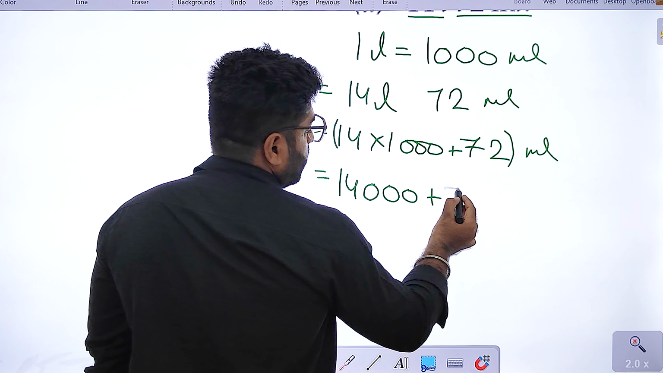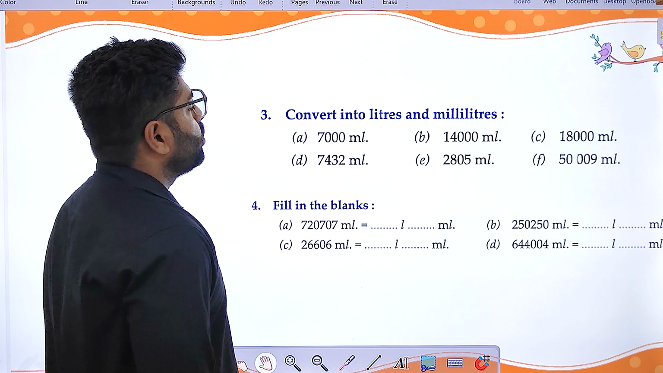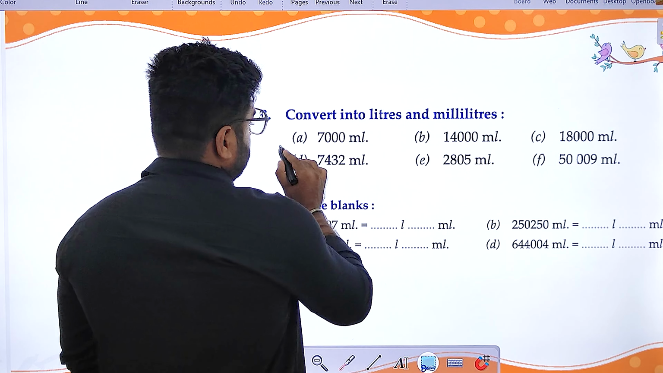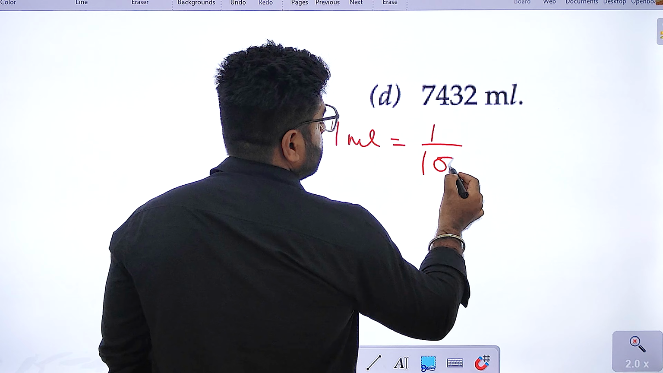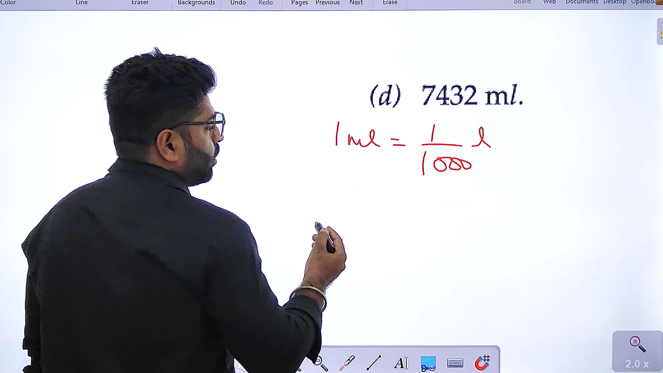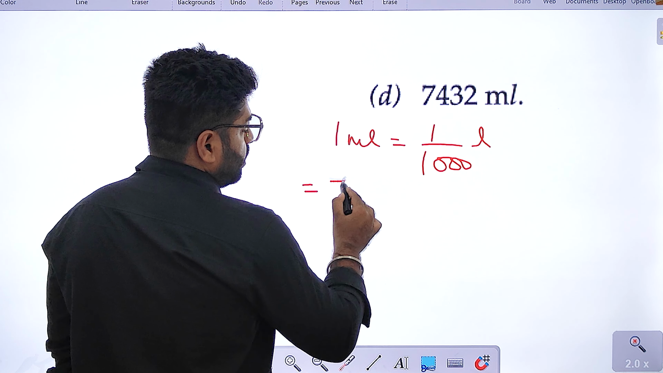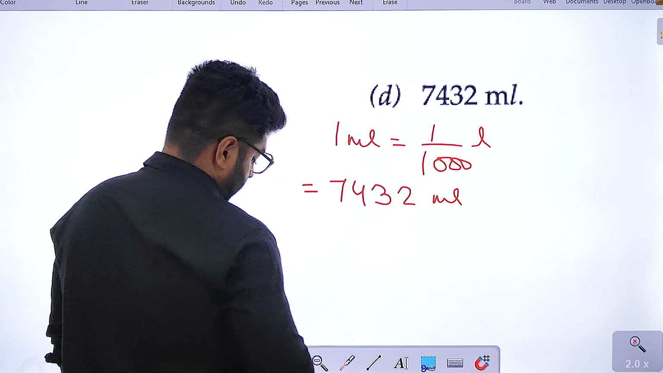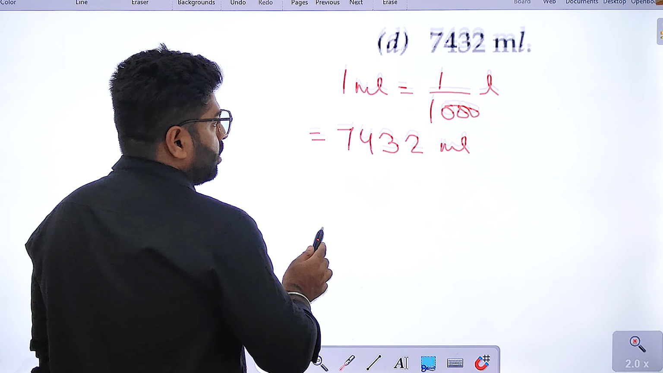That is question number 3. Here we have to convert into liter and milliliters. So okay, let's pick D part. So here we are having some units, just like 1 milliliter equals to 1 by 1000 liter. So we are going to change this into liter and milliliter. So we are having 7,432 milliliter. Now we have to change into liter and milliliter.